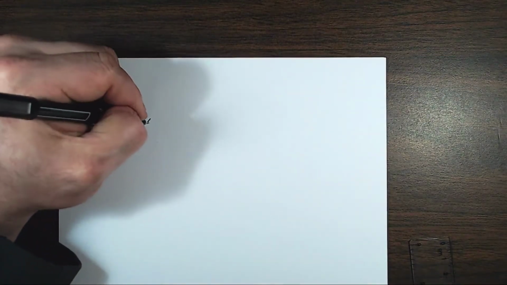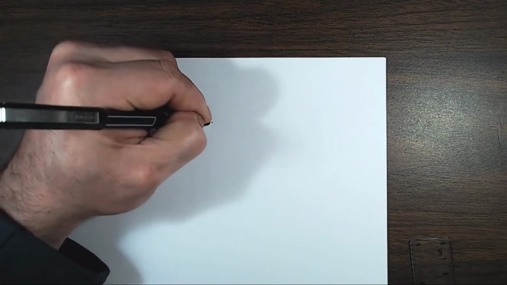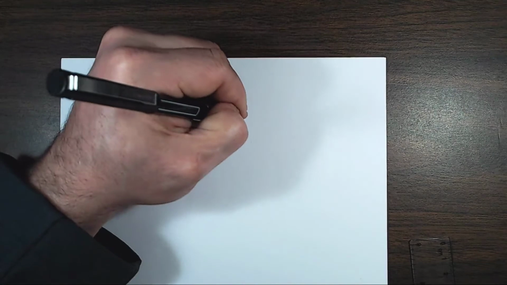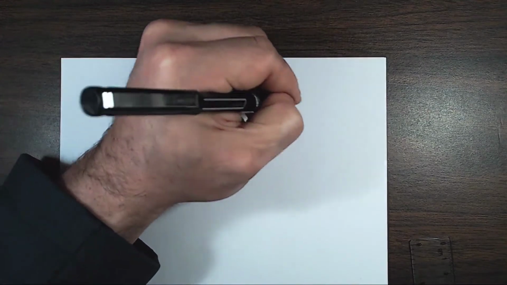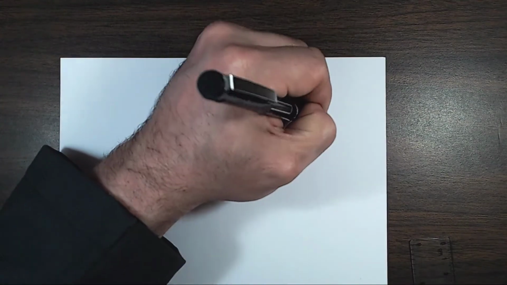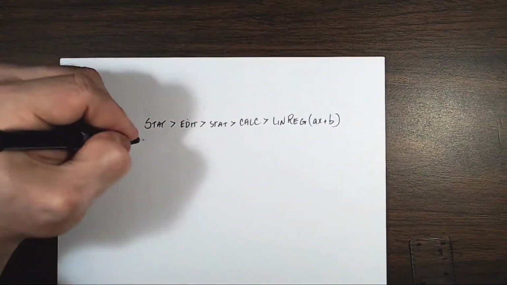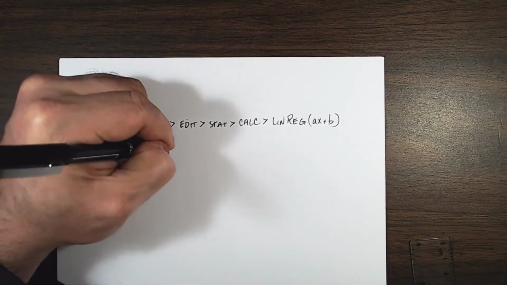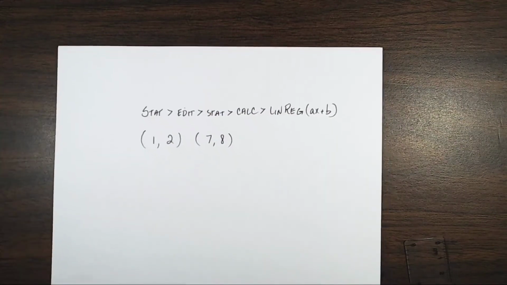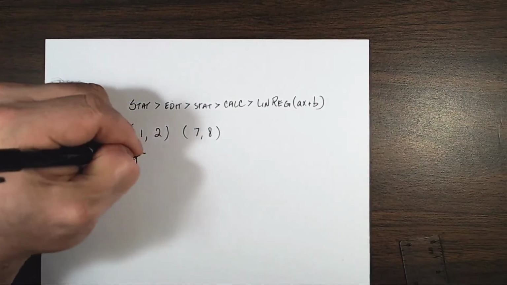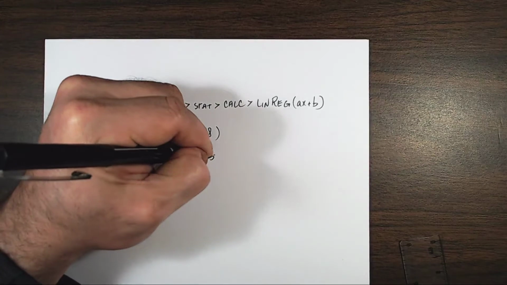Now we're going to do a stat, edit, stat, calc, linreg ax plus b problem. Well, what does this problem mean? Well, when you're given coordinates, let's say you're given coordinates 1, 2, and 7, 8. Those are your coordinates that you're given. And I want you to find me an equation for a linear equation in the form y equals mx plus b, which is the slope-intercept form.